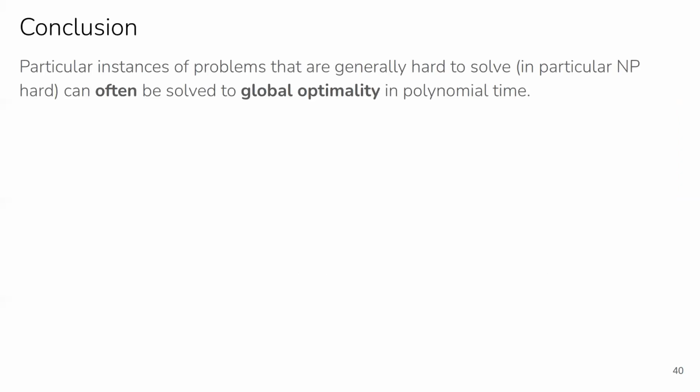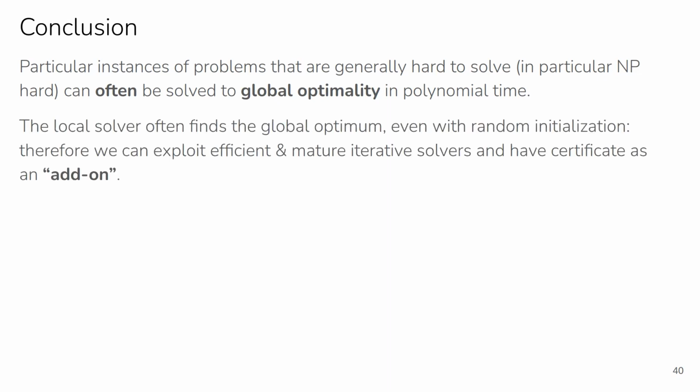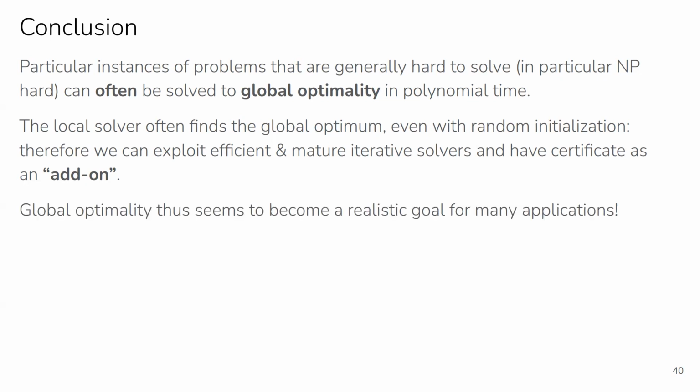First of all, we have seen that many of the problems that we typically solve are generally hard to solve, but they can actually often be solved to global optimality in polynomial time. In particular, we have seen that a local solver will often find the global optimum, at least in the problems that we have been looking at. So we can exploit these efficient and mature iterative solvers and then just add the certificate as an add-on. That way we know exactly when we find the global optimum and when we don't.